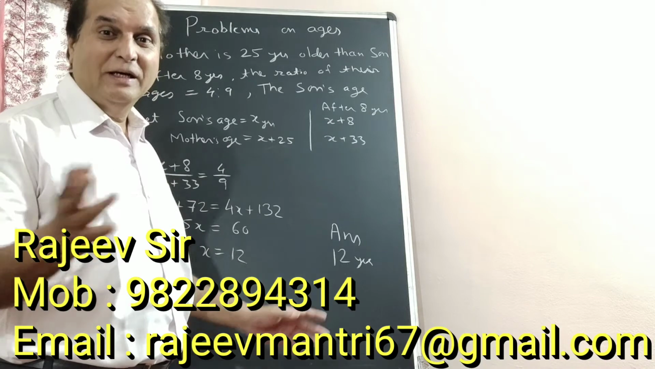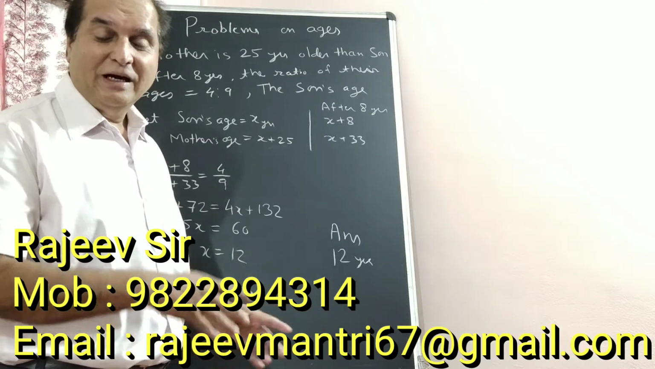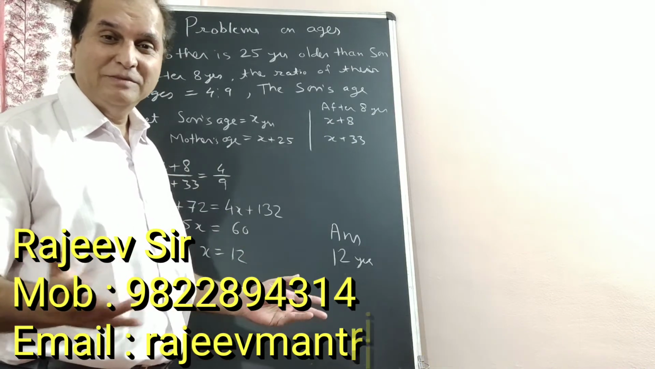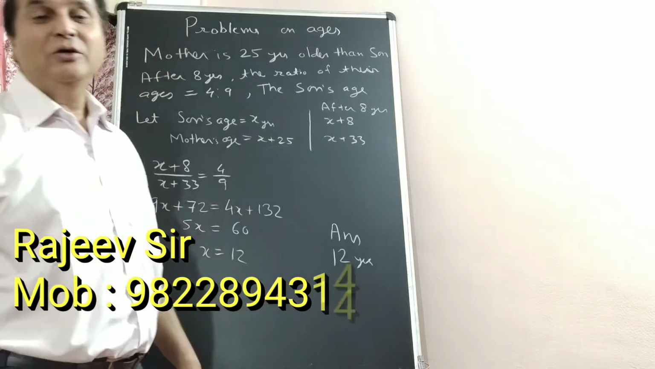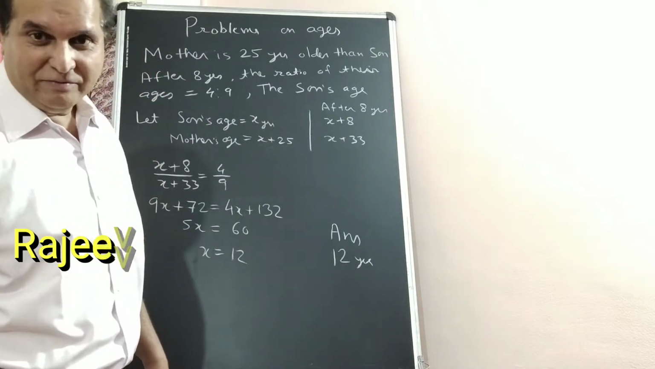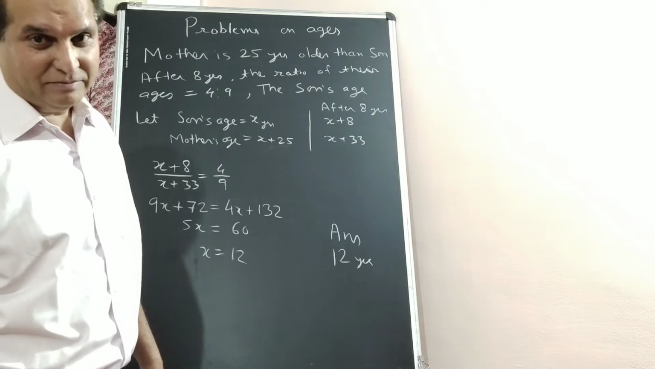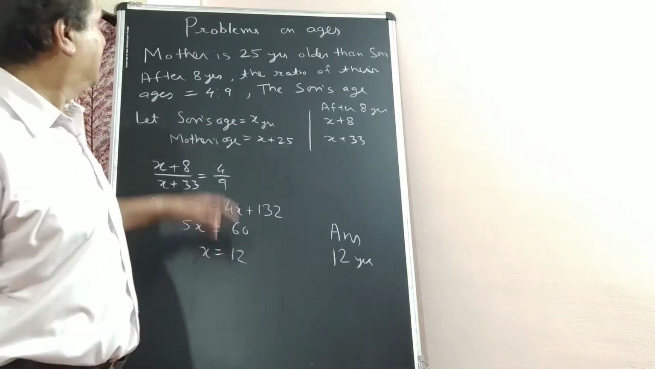This is about the relation between ages. After 10 years the age becomes something, and the ratio is given. You have to find a particular age. We are starting with a very simple sum. Okay, look at the sum.